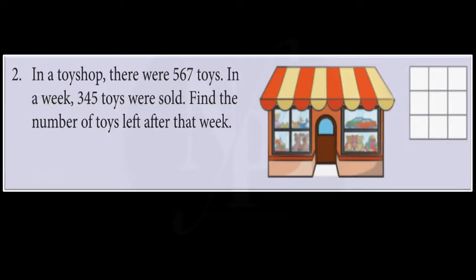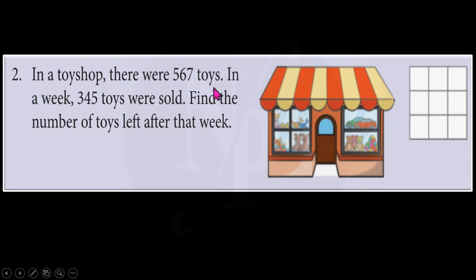We have some story sums here. Question number 2. In a toy shop, there were 567 toys. In a week, 345 toys were sold. Find the number of toys left after that week. So here you can see the picture. You can see a toys shop here. So in this toy shop, there were 567 toys.